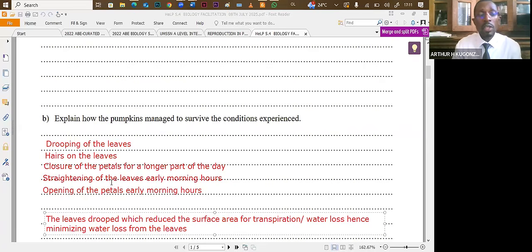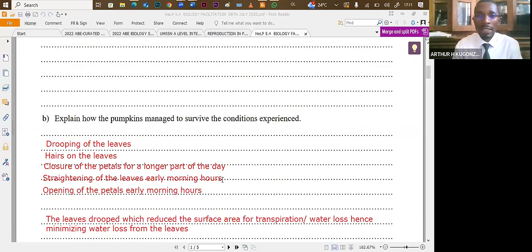If it is maybe straightening of the leaves, how would I explain such a point? I would basically say that, so I want now to explain the point of straightening of the leaves during early morning hours. I can just say that the leaves would straighten early morning hours, which enables the plant to carry out photosynthesis with minimal water loss when the temperatures are cooler. How does that sound?